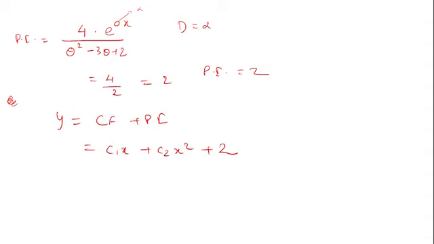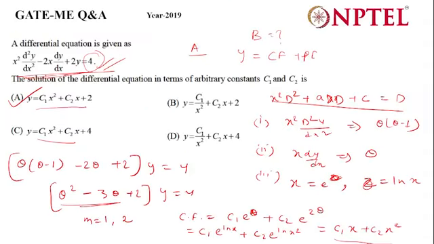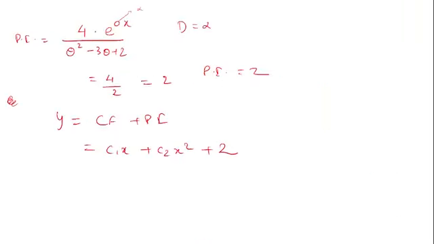Then whatever answer you get, you have to put z equals ln x again. Not in between. After you solve this equation, you solve for CF and PI. Then you put it. If you put it in between, again you are converting it into a Cauchy equation, and you cannot solve a Cauchy equation. There is no other way to solve it. Firstly, you have to convert it.